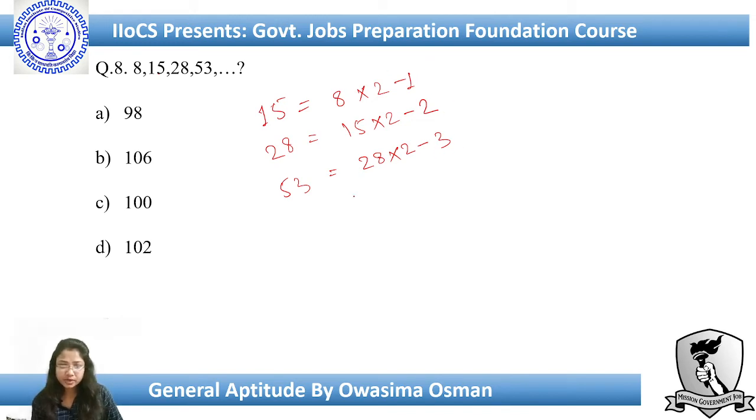Okay, so our next term will be 53 into 2 minus 4. So it will be 102. So our answer is option D. Okay.